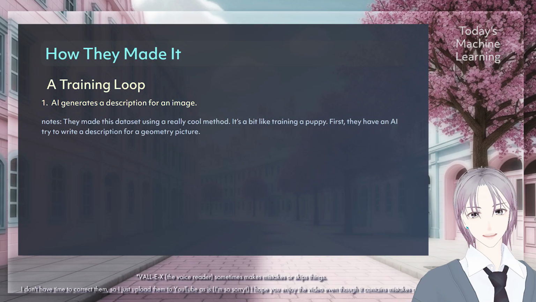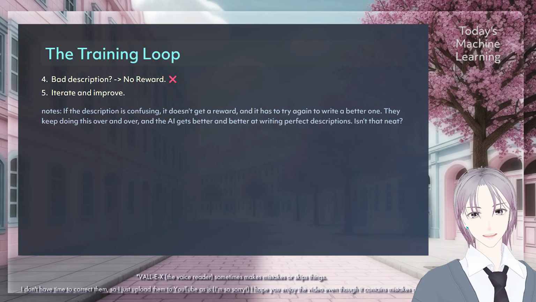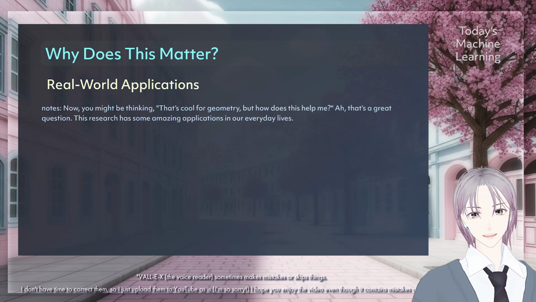We made this dataset using a really cool method. It's a bit like training a puppy. First they have an AI try to write a description for a geometry picture. Then, another AI, the math solver, tries to solve a math problem using only that description. If the description is good and helps solve the problem, the first AI gets a reward, like a little treat. If the description is confusing, it doesn't get a reward, and it has to try again to write a better one. They keep doing this over and over, and the AI gets better and better at writing perfect descriptions. Isn't that neat?